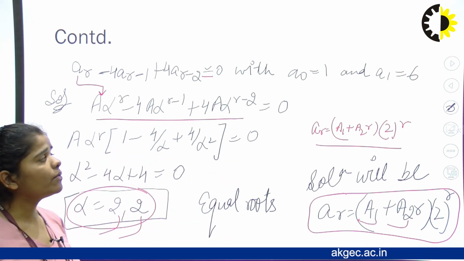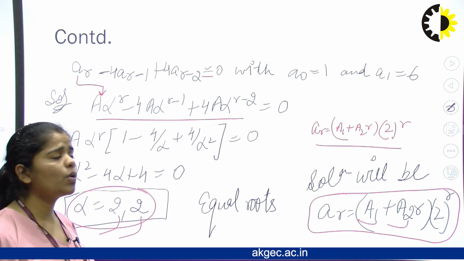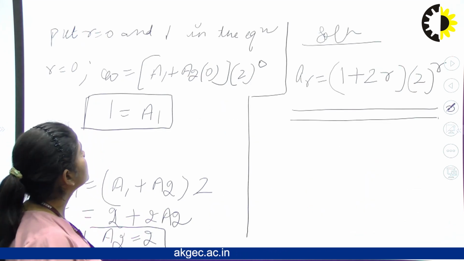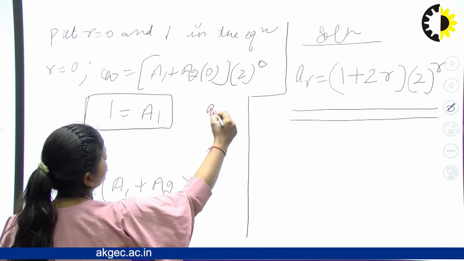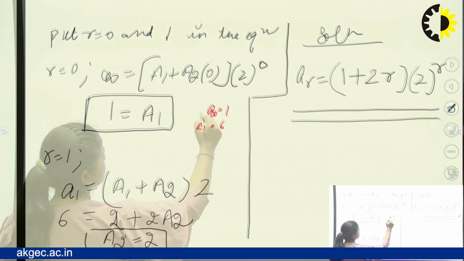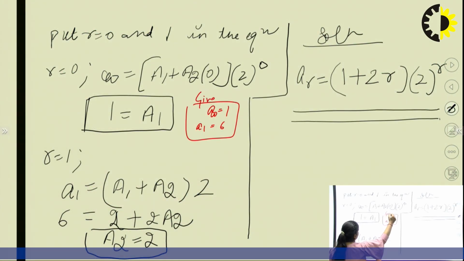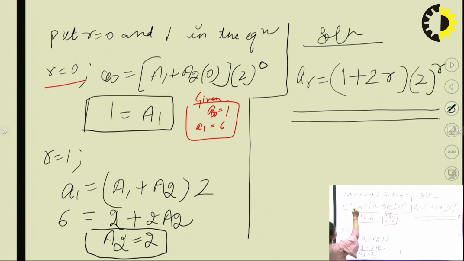But here we have boundary values, that is a0 equal to 1 and a1 is equal to 6, right? These are the values given in the question. So put r equal to 0 in the solution. So a0 is equal to A1 plus A2 times 0, whole times 2 to the power 0, that is 1. So it will become A1 is equal to 1 automatically. Then put r equal to 1, that is a1 is equal to 6 here. Then you will get A2 by putting the value of A1 in the equation.